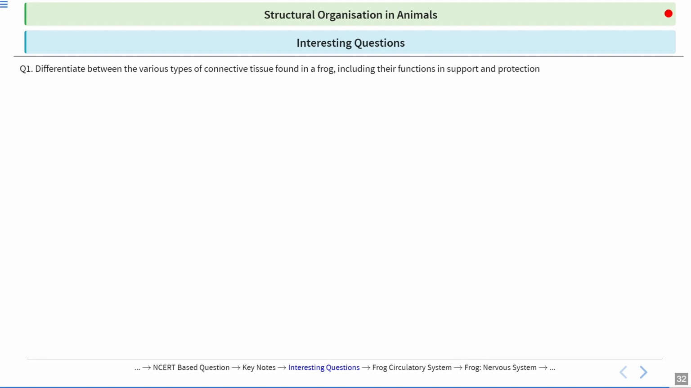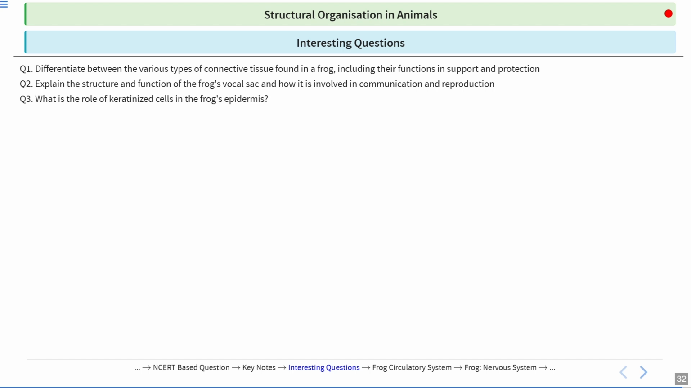Some interesting questions that you are going to solve. Differentiate between the various types of connective tissue found in the frog, including their function in support and protection. Explain the structure and function of the frog vocal sac and how it is involved in communication and reproduction. Third, what is the role of keratinized cells in the frog's epidermis? And fourth question, why is frog skin described as moist and permeable? Okay, so this is all about today's session.